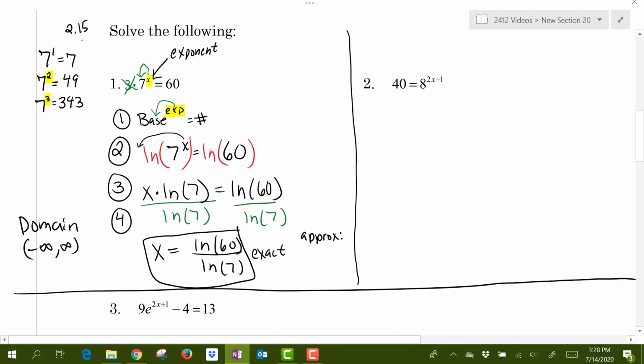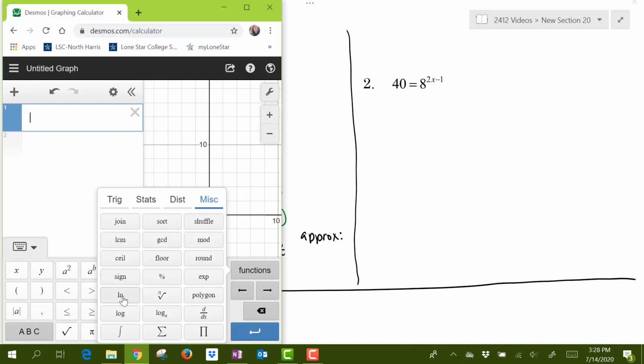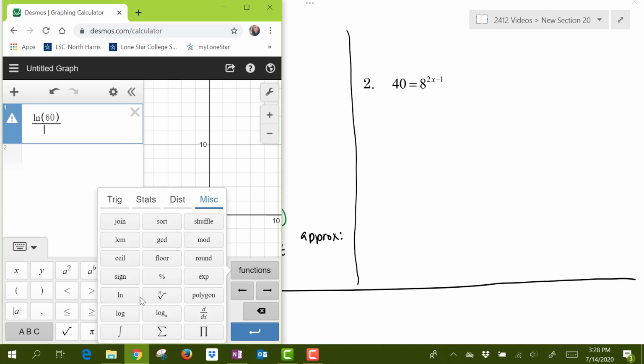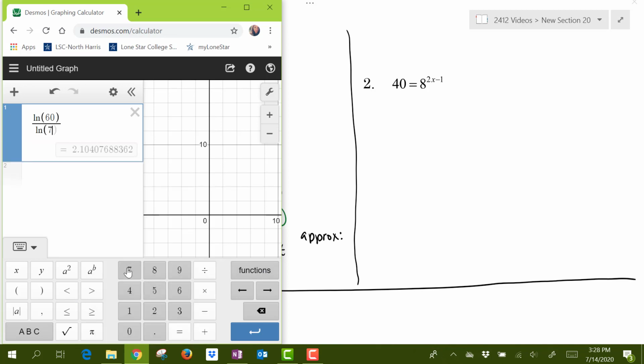So this is how we're going to check to see if we're right. We're going to go to Desmos and we're going to type this in and see what we get for an approximation. Okay, so I'm going to go to the natural log, type in 60, come outside of that, we hit divided by, and we'll do the natural log of 7. So I get about 2.104. We'll go ahead and round to the nearest 3 decimal places like we did before.